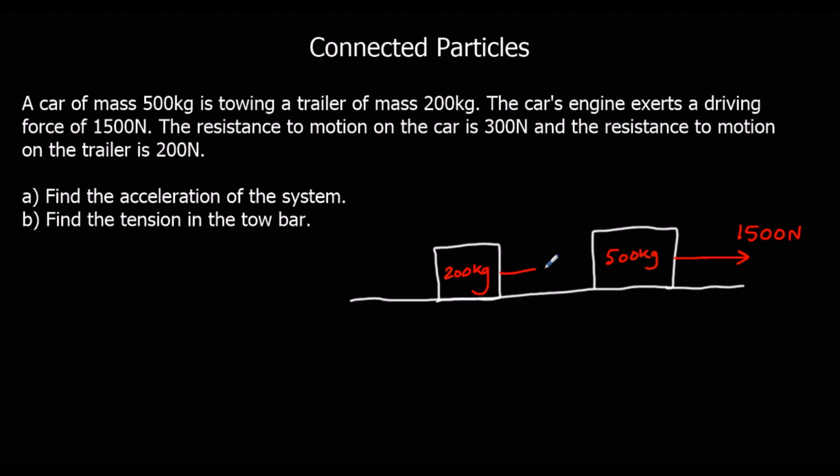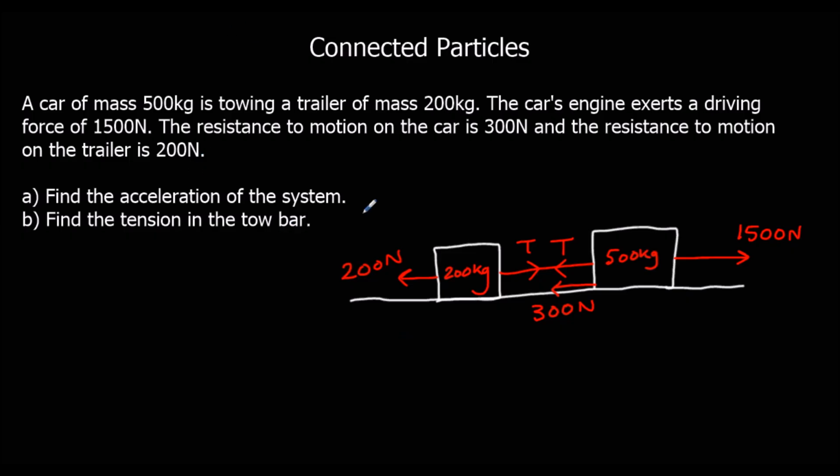We've got the tensions. So we've got a tow bar here. So we've got a tension force acting, pulling the car back, and a tension force pulling the trailer forward. The resistance to motion of the car is 300 newtons. So we've got 300 newtons resisting the car, and we've got 200 newtons resisting the trailer.